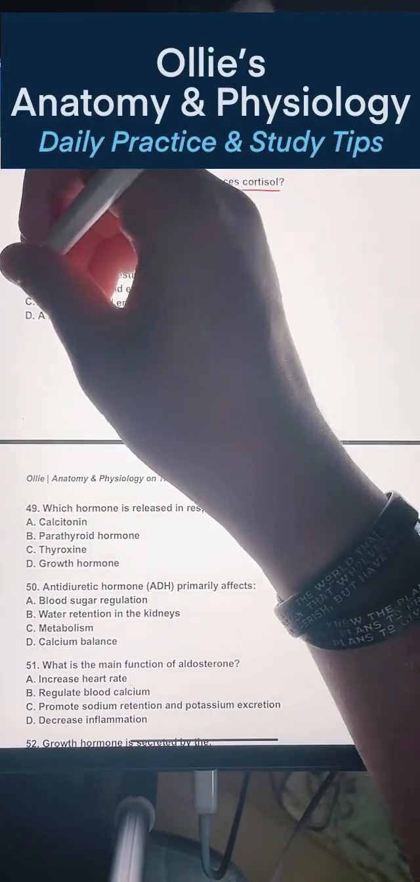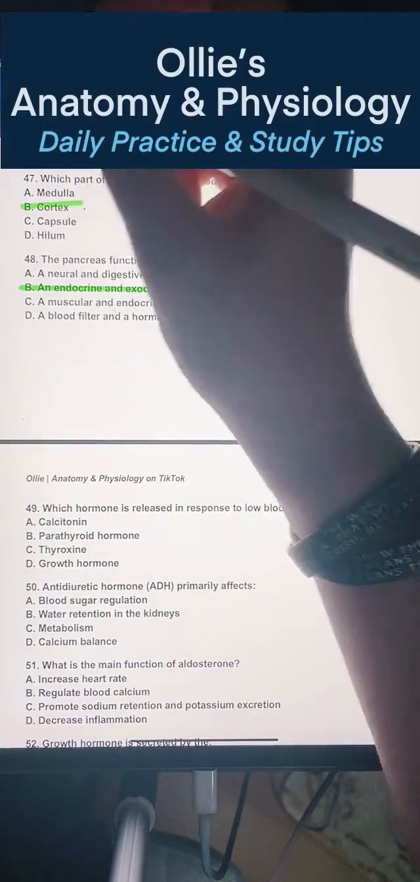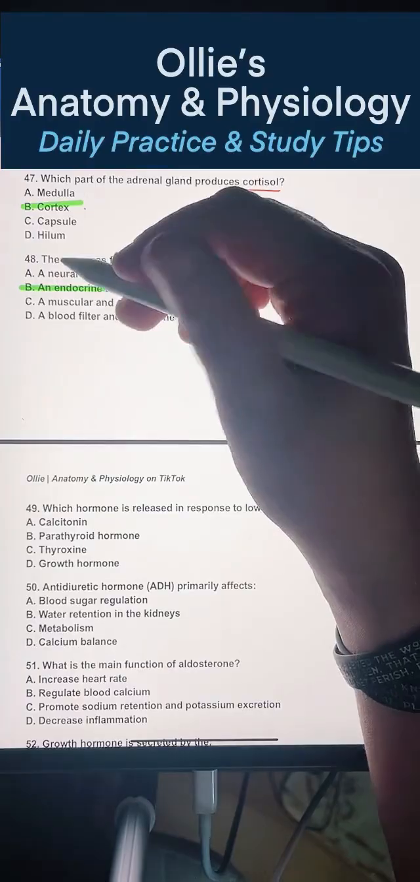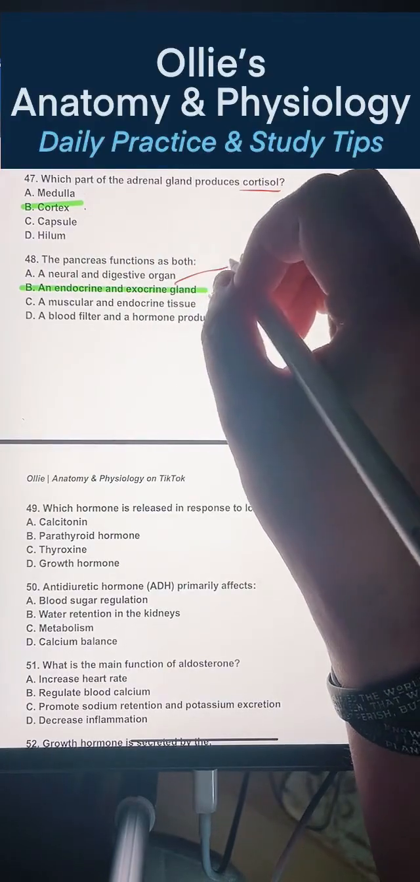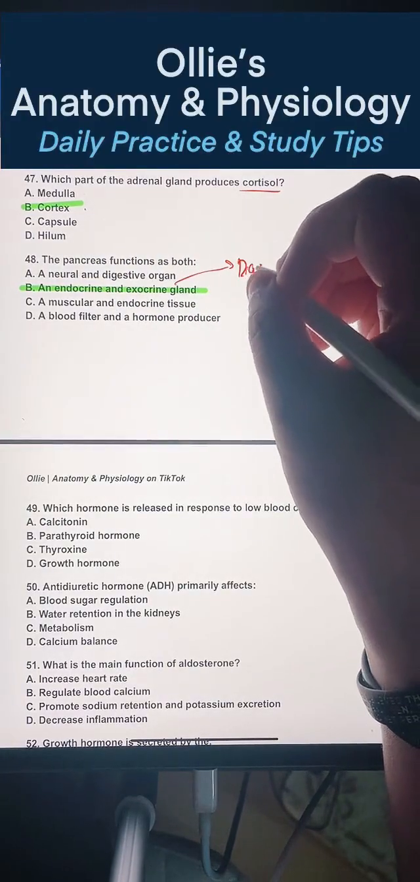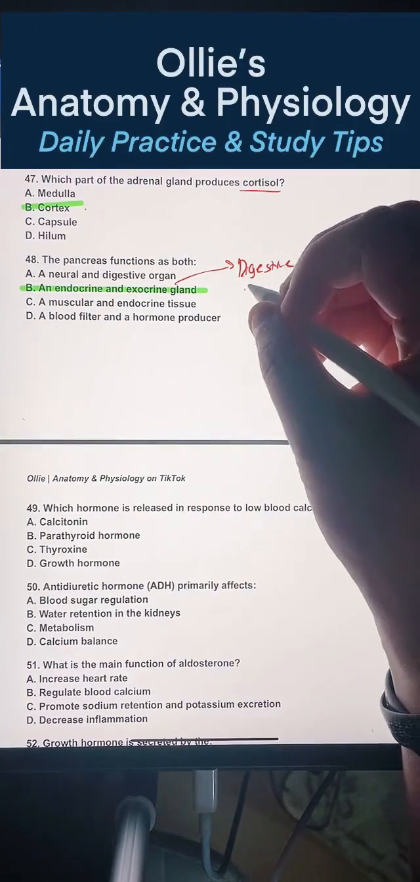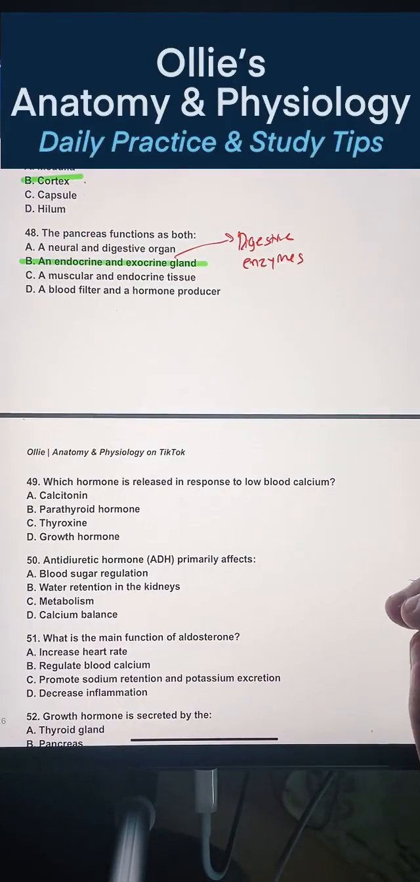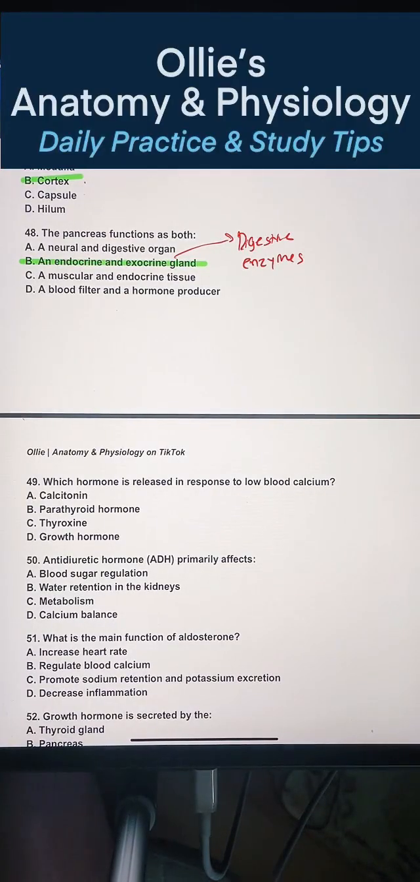But the answer choice is going to be B. It is an endocrine and an exocrine function. It secretes hormones such as insulin and glucagon. And then exocrine is via the digestive system. It secretes digestive enzymes, right? So that's why it's considered both an endocrine and an exocrine gland.